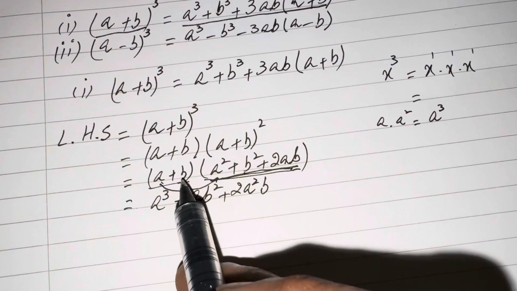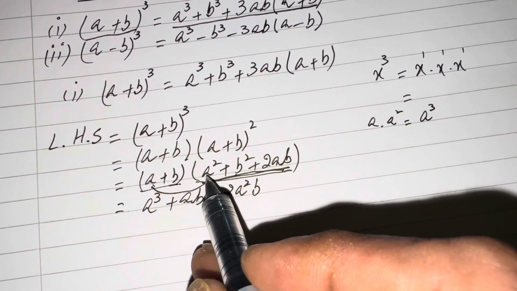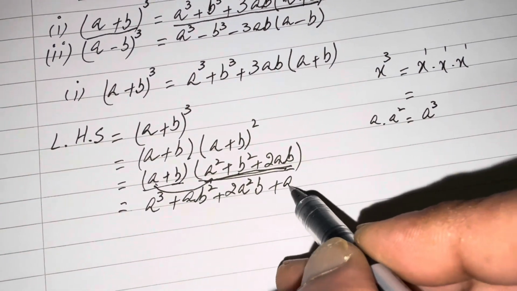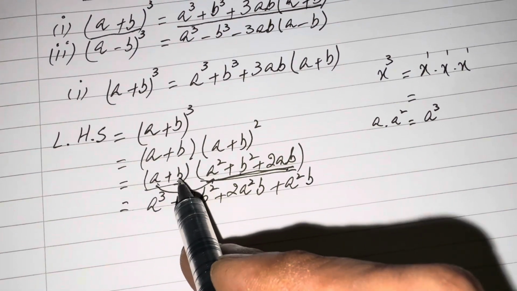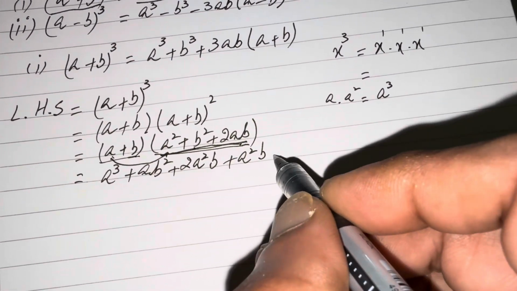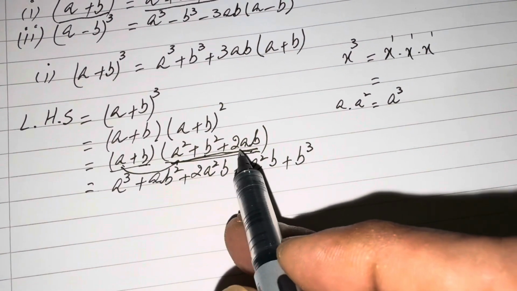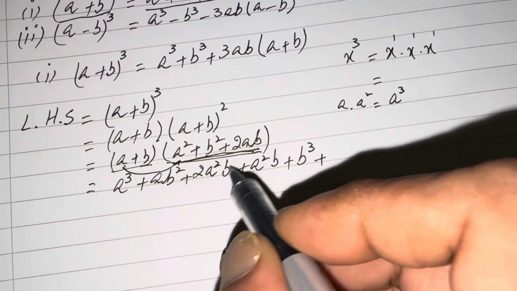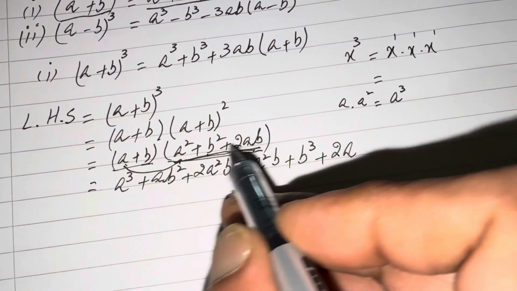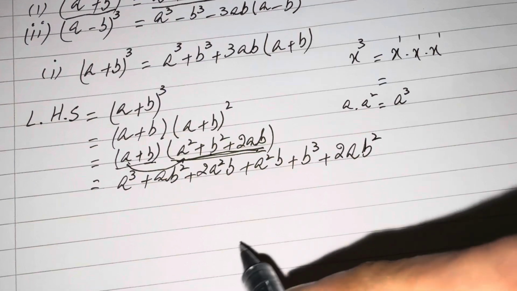So now we will start with the second variable, which will multiply with all these terms. So plus b multiplied by a square, it will become plus a square b. And then b will multiply with the second term, b multiplied by b square will be equal to b cube. And then b will multiply with the third term, which will become 2a, and b multiplied with b, the powers of the same variable will be added, so this becomes b square.